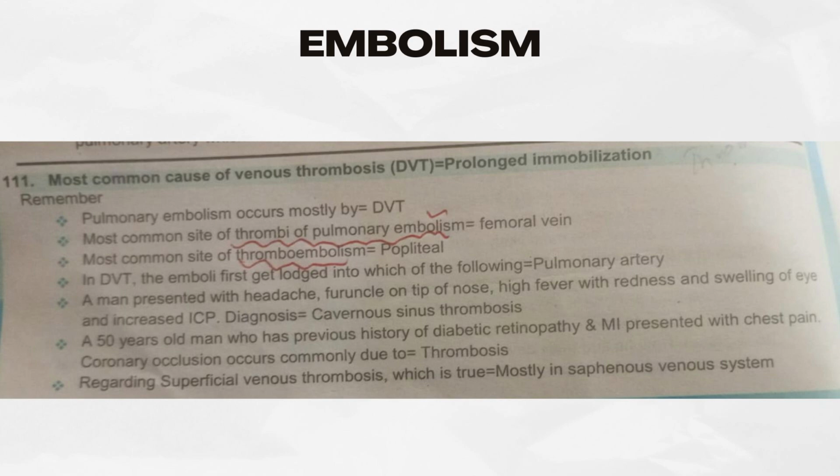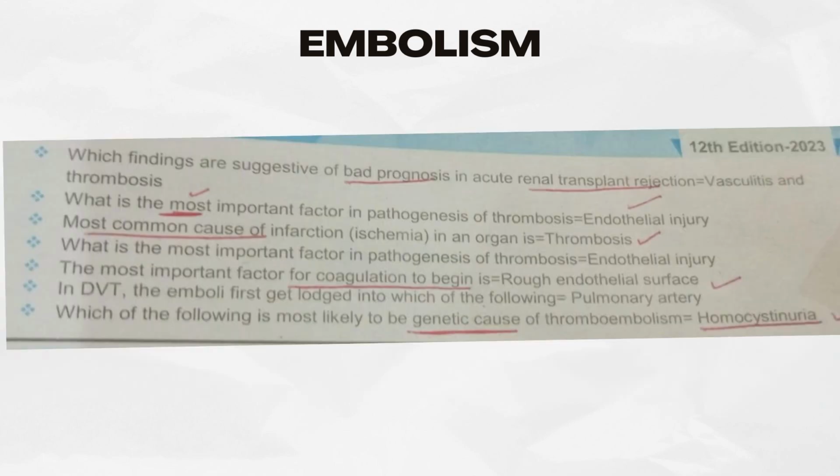A 50-year-old man who has a previous history of diabetic retinopathy and MI presented with chest pain. Coronary occlusion occurs commonly due to thrombosis. Regarding superficial venous thrombosis, which is true? It occurs mostly in the saphenous venous system. Which findings are suggestive of bad prognosis in acute renal transplant rejection? Vasculitis and thrombosis are the poor prognostic factors in renal transplant.